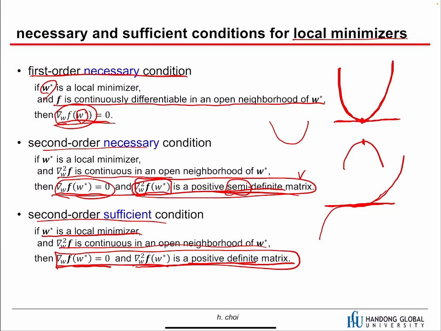In another direction, it could be something like this. So in this direction it looks like a minimum, but in this direction it is not a minimum. So we have a positive eigenvalue and a zero eigenvalue, and this is not a local minimum. But if even in this direction it is positive, then it should be a local minimum. So this is a necessary condition, and this is a sufficient condition for a local minimizer.